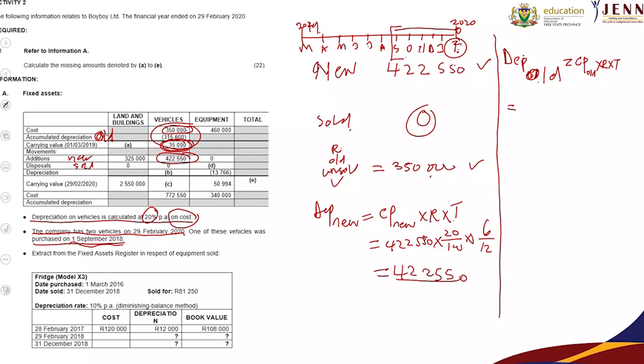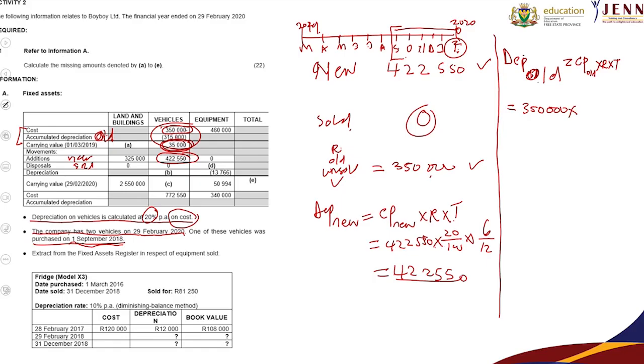How much is the cost price? Now here are the old vehicles. Here it is what we had at the beginning of the year. We had 350, 315, and 35. That is the old ones. Now the cost price at this point, how much is it? The cost here, how much is the cost here? 350,000 is the cost, right?